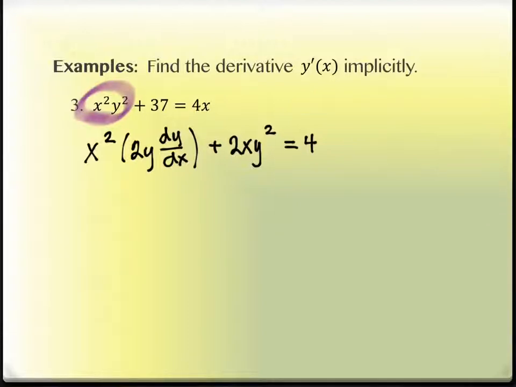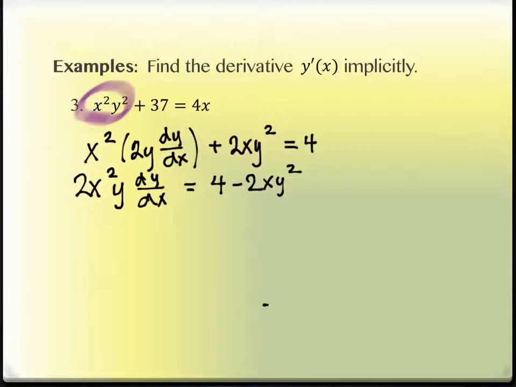So we can clean this up a little bit. I mean, as in take off the parentheses and move the 2. This is 2x squared y dy dx. And I can move my 2xy squared to the other side, so I have 4 minus 2xy squared. And then what? Yeah, just divide by the 2x squared y. So dy dx equals 4 minus 2xy squared divided by 2x squared y.